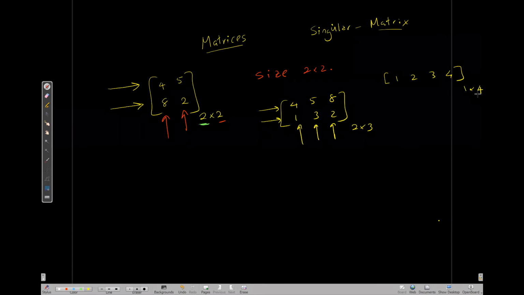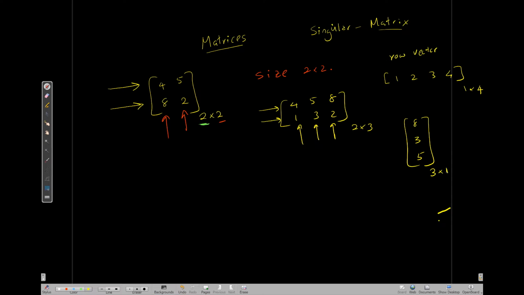And we call such a matrix a row matrix or row vector. We'll talk about vectors later. And what if you had something like this? Now in this case, 3 by 1, right? Just 1 column, so we call it a column vector. A column matrix.